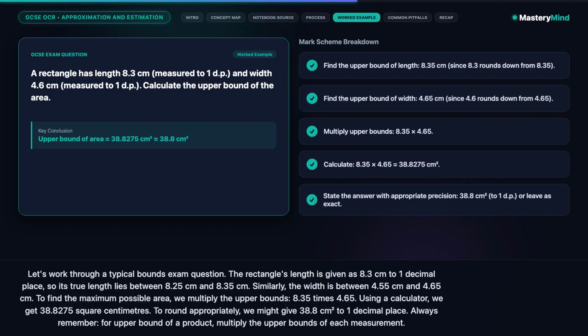To find the maximum possible area, we multiply the upper bounds, 8.35 times 4.65. Using a calculator, we get 38.8275 square centimeters. To round appropriately, we might give 38.8 square centimeters to one decimal place. Always remember, for upper bound of a product, multiply the upper bounds of each measurement.